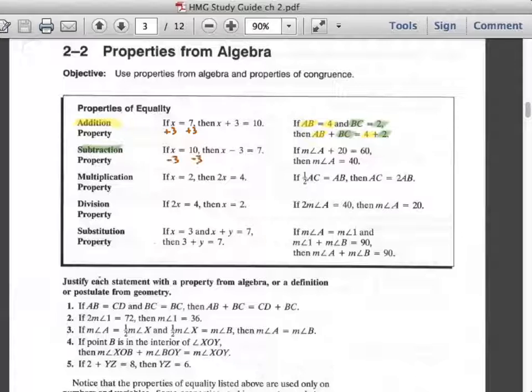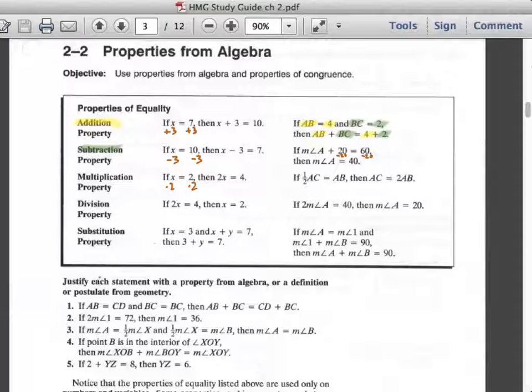The subtraction property, you're already familiar with that in the same vein. In this case, if we have measure of angle A plus 20 equals 60, what allows us to be able to get to the measure angle A equals 40 is by subtraction. We can subtract 20 from both sides, just like what you've done in algebra for years.